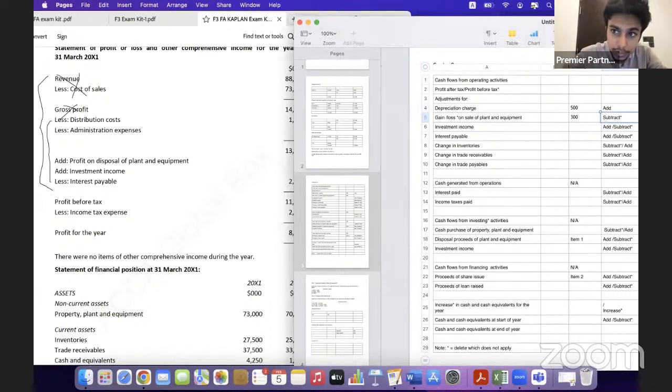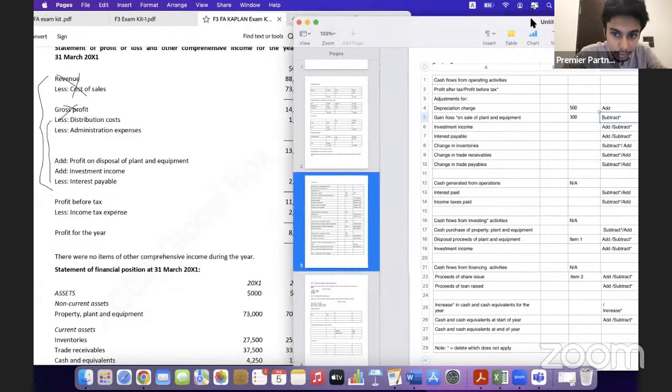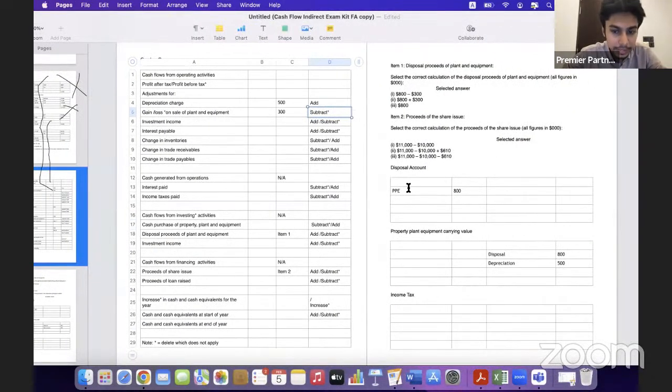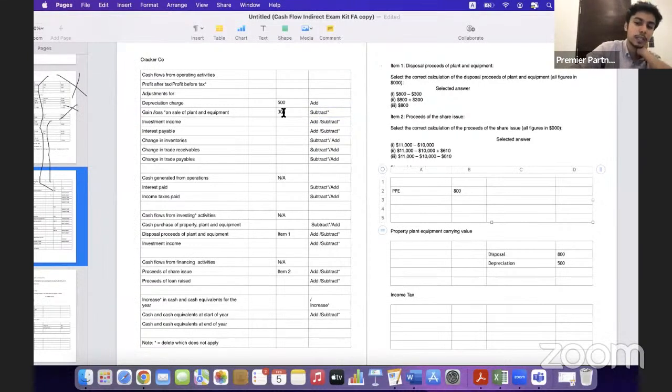And remember one more thing, because we are doing a disposal account, you have to show this here also. This 300 you marked in the cash flow statement, that's correct. But the same thing, guys, you also have to mark and show inside the disposal account because you are preparing it. This profit on disposal normally comes on the debit side, 300. Okay.